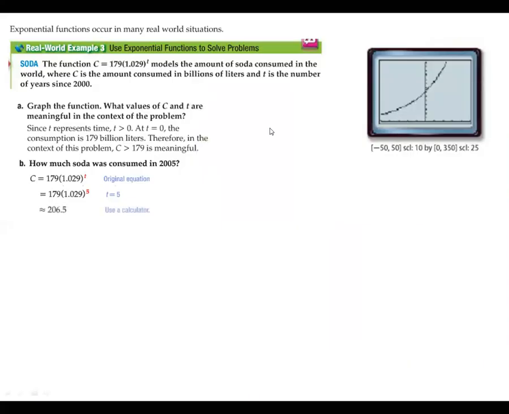Well, what does that mean? In the context of the problem, the C values represent how many billions of liters, and the T values represent the years since 2000. That's why I didn't put 2005 in here. I just put 5, because T represents the number of years since 2000, not since 2005. So when you put 5 in, you get 206.5. In the context, that's 206.5 billion liters of soda.